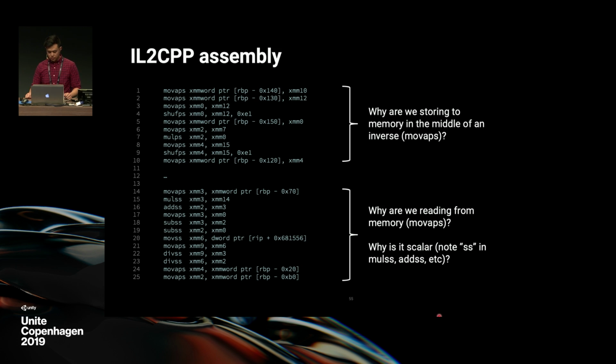The bottom section of the code, why are we reading from the stack? Presumably it's because we stored something to the stack and we needed to read it again later. But then the other big thing is if you look at these multiplications, additions, the mul SS, add SS, the SS is scalar. Scalar here means it only operates on 1 floating point number at a time. So that right there is 1/4 of the performance you could possibly get. Okay? So clearly this code is less optimal than the burst version.